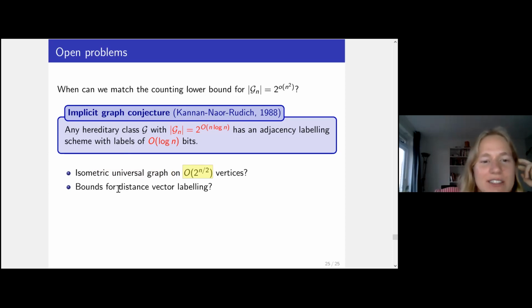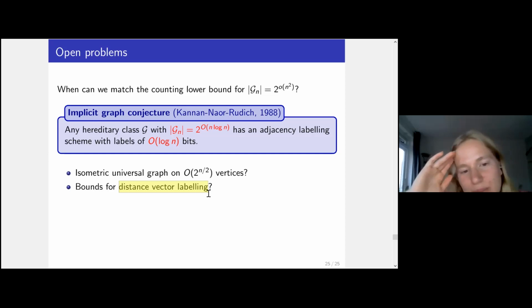Another thing that I find interesting about this work is the new notion of a labeling scheme that we've introduced, these distance vector labeling schemes. I think it's quite interesting to see whether this is actually different. Do you need more information here than for the much weaker notion of just a distance labeling scheme? And for those, it's also not known yet what the right answer is.